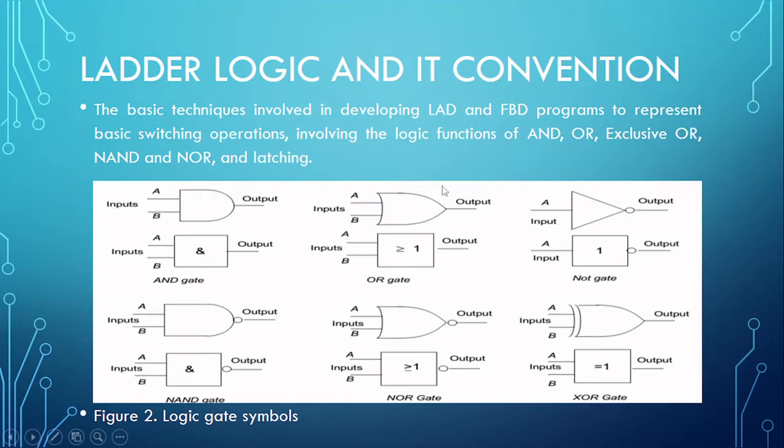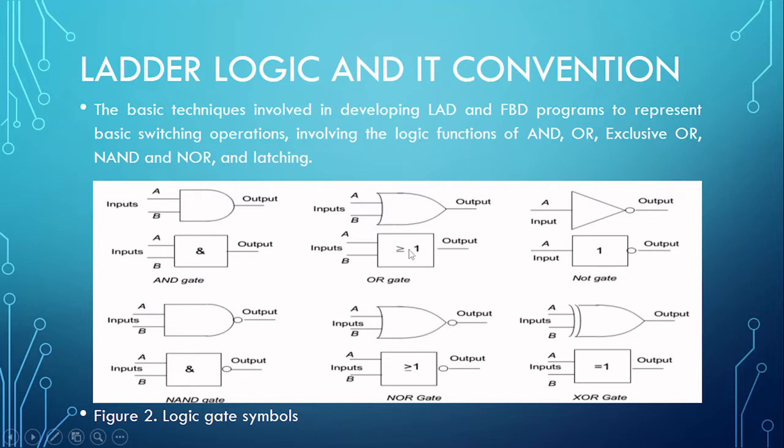For the OR gate, it equally has at least two inputs into one output, whereby at least one of the inputs must have a binary of 1 for the output to have a binary of 1. And here you have the function block equivalent of this logic, showing a greater than or equal to 1 in this block, showing that this is an OR gate.